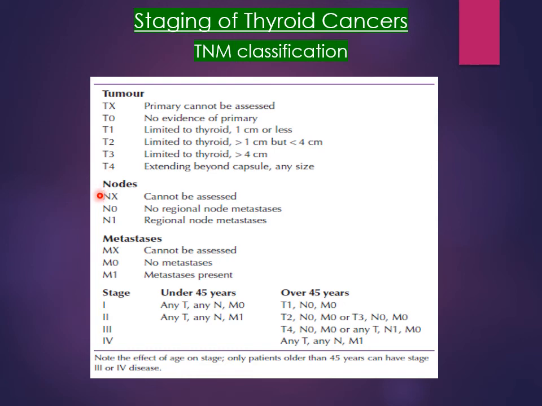N can be N0 when there are no regional lymph nodes, and N1 is regional lymph node metastasis positive, even to the level 6 lymph nodes. And this is the metastasis. Okay. Now, the other important thing is the effect of age on patients with cancer of the thyroid. Only patients older than 45 years can have stage 3 or 4 disease. So the disease in younger patients is most of the time very localized and has better prognosis.